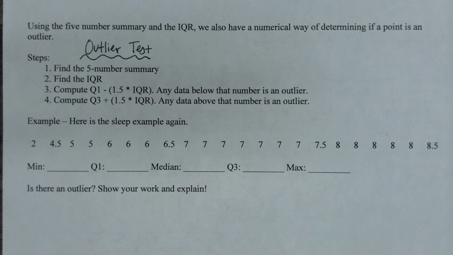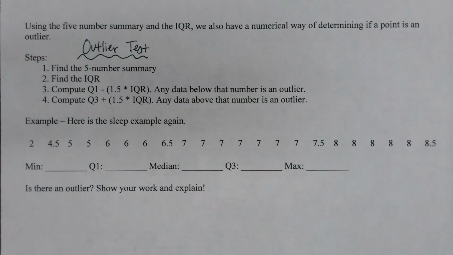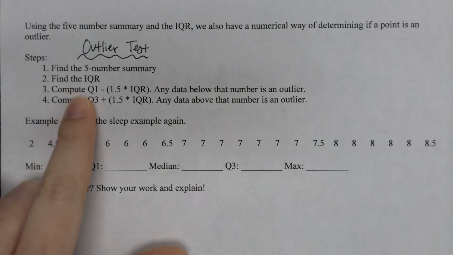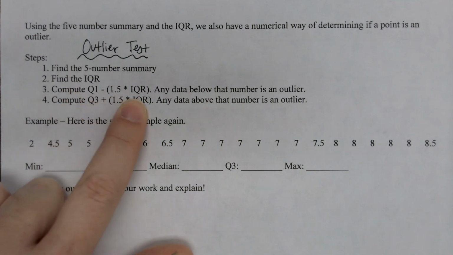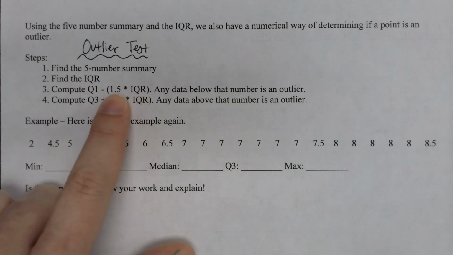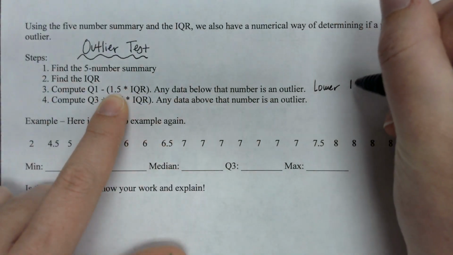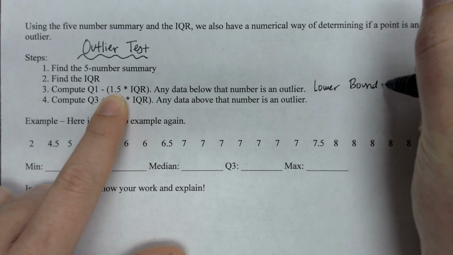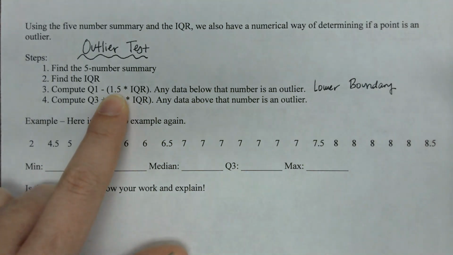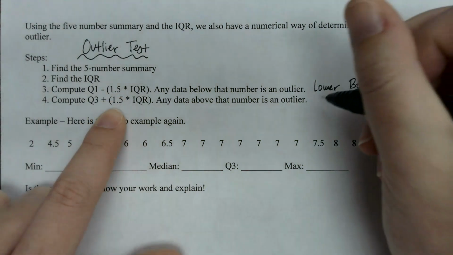And here are your steps. Once again, we have to do the 5-number summary because you need to find your IQR. In order to find your outliers, we're going to have our Q1 minus 1.5 times our IQR. Any data that lies outside that number is an outlier. This is what we call our lower boundary. And then we're also going to have our upper boundary.